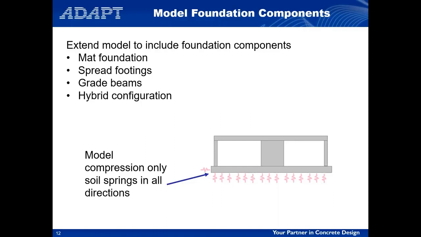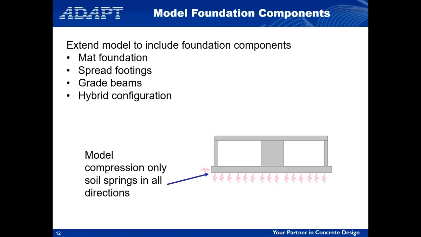This becomes even more complex when you have mezzanine levels or a double level podium, and you need to transfer those forces properly into the vertical components as well as the foundation. So what we can do with Builder is extend your model to include your foundation components. Here in this symbolic image, all we've done is gone to the base level and added our foundation components. Those can be any combination of a flat mat, individual spread footings, grade beams, or any other hybrid configuration.